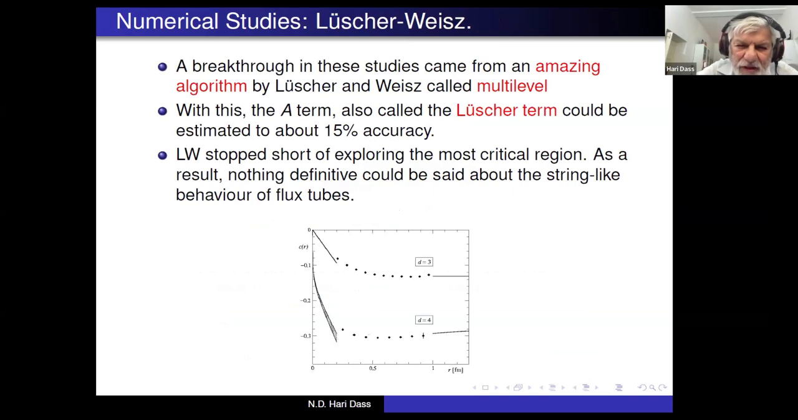Thank you. So a breakthrough in these studies came from an amazing algorithm by Lüscher and Weisz called multilevel. With this, the A term could be studied to 15% accuracy, and they unfortunately stopped short of exploring the most critical region. Next slide, please.